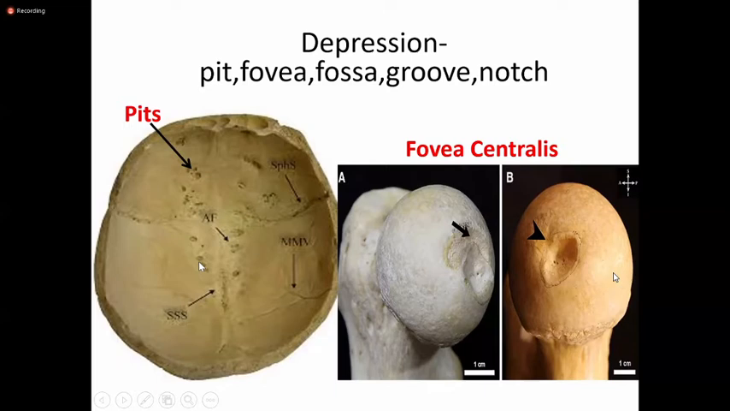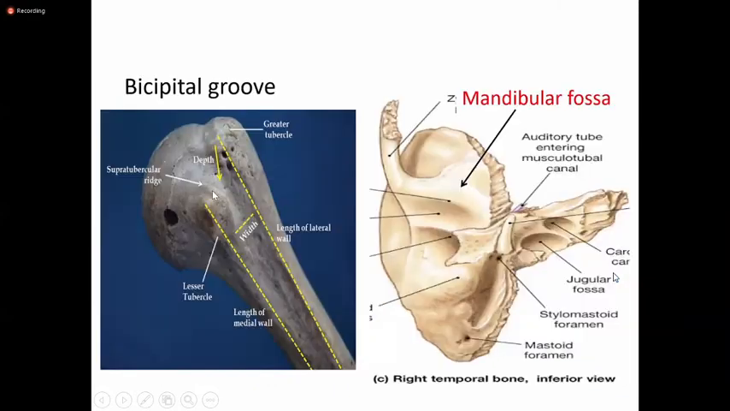Then, if the depression is longitudinal, then it is called groove. This is called bicipital groove or intertubercular groove because it is present between the lesser tubercle and the greater tubercle. These are the tubercles, the lesser and the greater. In between this, there is a groove, which is called the bicipital groove. So even this has the margins, medial and the lateral.